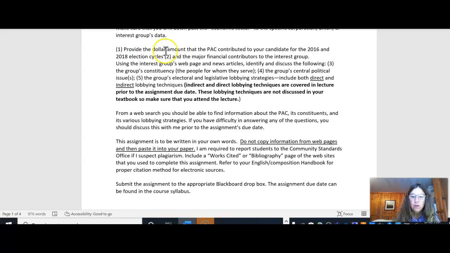So you want to look at the group's central political issues, and on those pages that I showed you, I had no difficulty finding a variety of issues. Now this is really key. The issues need to be political in nature, not just issues generically, but issues that are political in nature, that they're looking to government for solutions to or supporting government legislation. So don't confuse that.